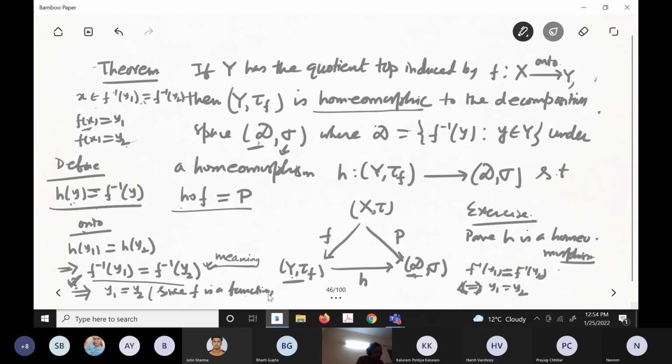H is continuous by the previous result, you'll prove it. That H inverse, you'll have to look at H inverse. How to show that it's continuous? Look, H, it's not like that. Wait a minute.